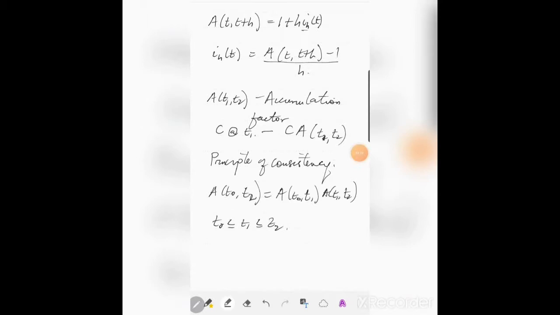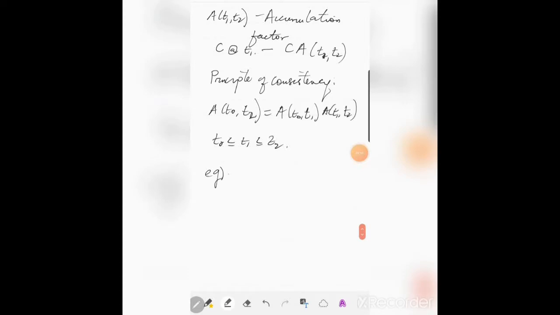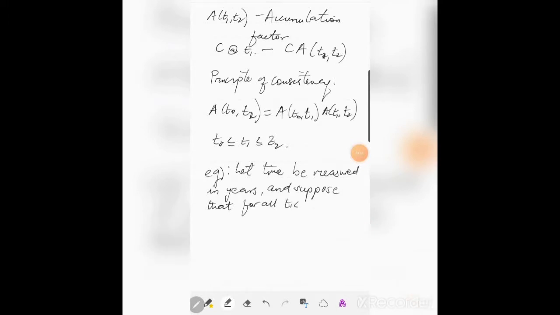Now let's look at an example. An example says, let time be measured in years, and suppose that for all t1 less or equal to t2, we have the function A(t1, t2) equal to the exponent of 0.05 times (t2 minus t1).